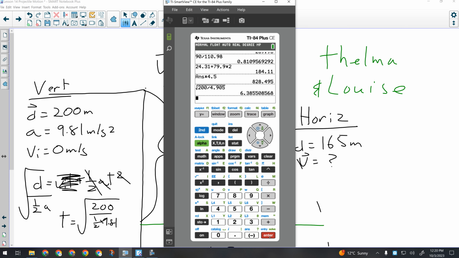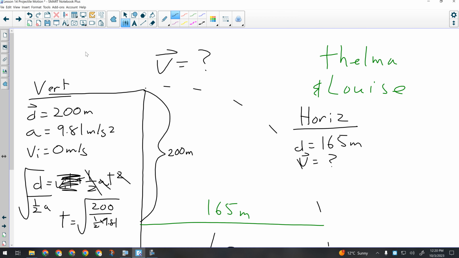6.39 seconds. That is a long time to look at the canyon floor rushing towards you. Okay? It gives you some contemplation time. I don't know what you would contemplate because there's nothing you can do about it at that point, but okay, it's a long time to think. 6.39 seconds. Okay, so time goes over here. That's the one thing they share.